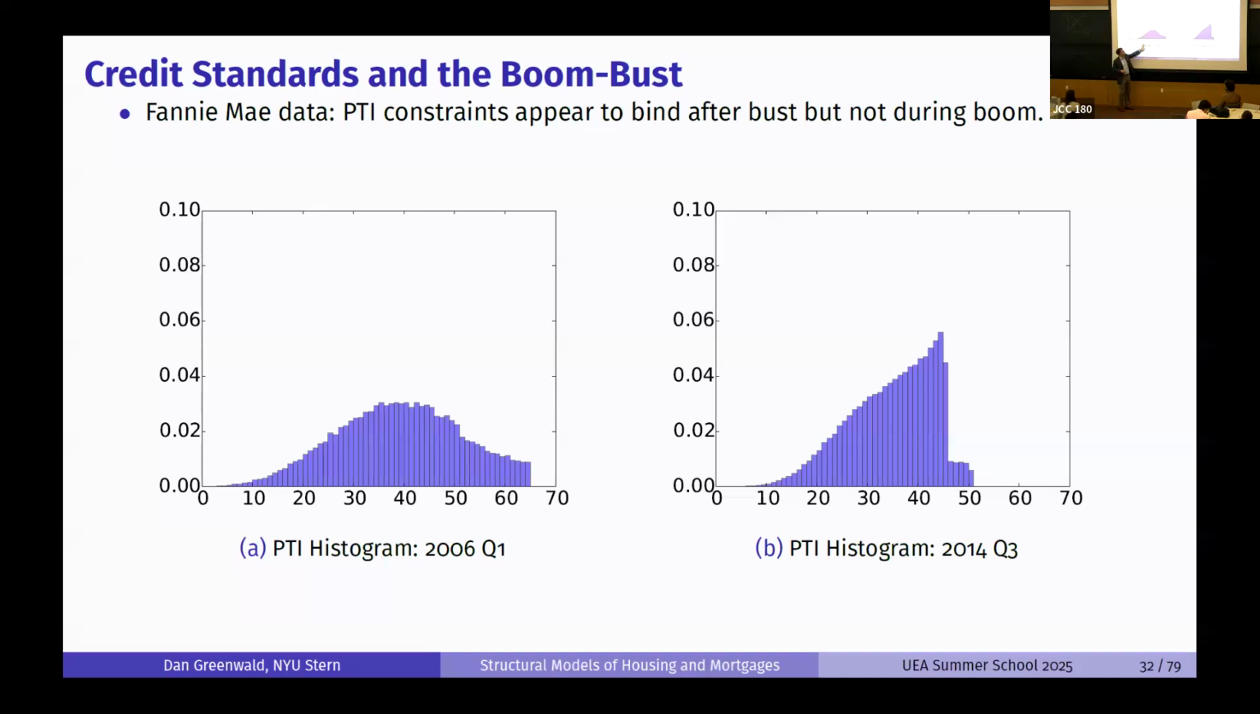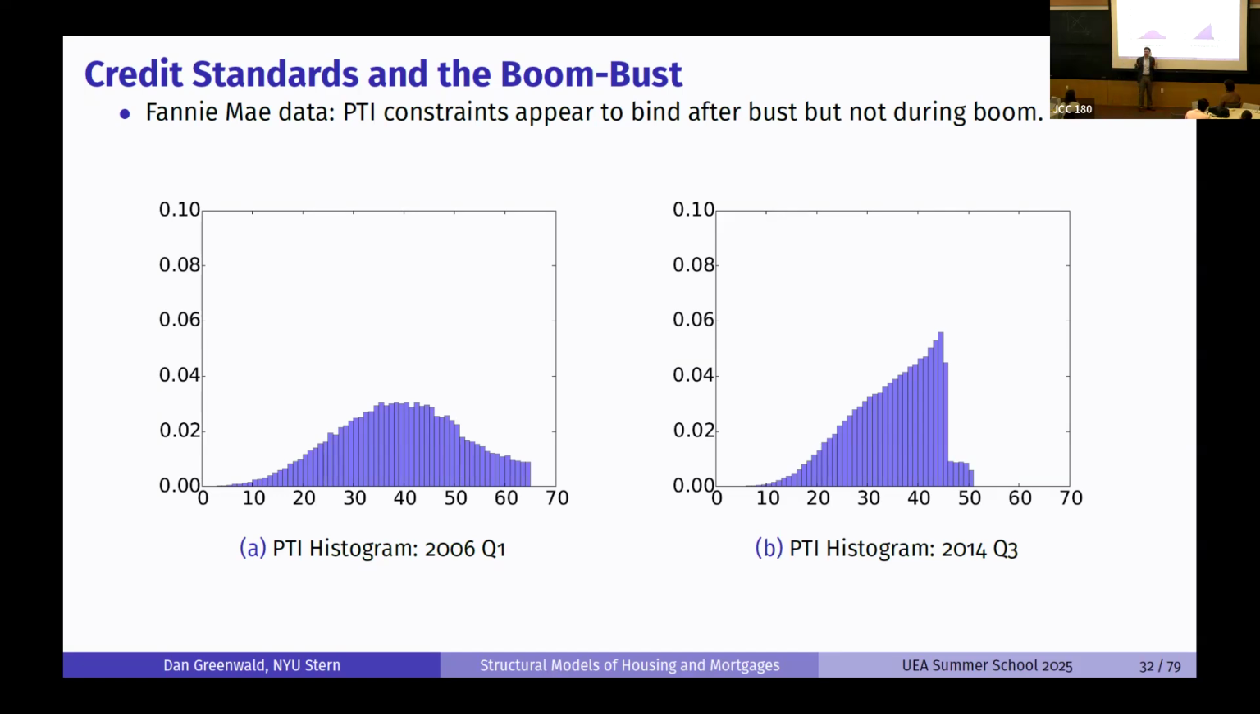Okay, and you can see that basically there seems to be no constraint anywhere. The historical limit, by the way, is 36. So by the peak of the boom, you have about 60% of loans above the historical limit, and they're just smoothly increasing all the way up to 65%.